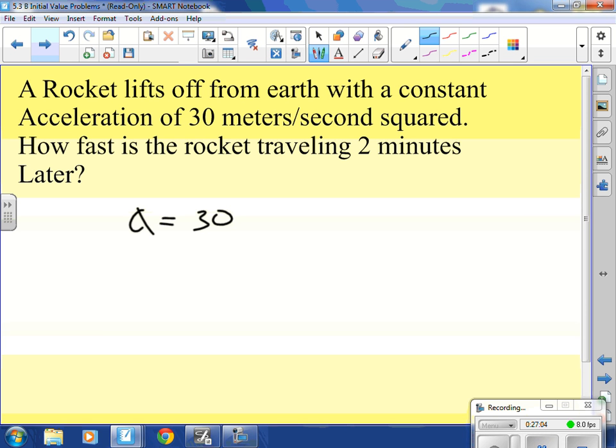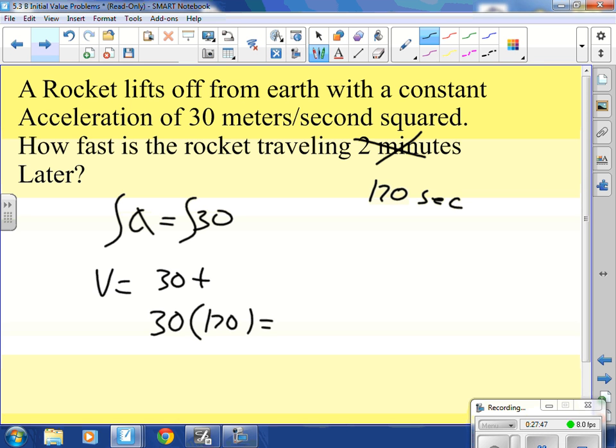So, if the rocket lifts off with an acceleration of 30, what's your velocity going to be? 30t plus c. Well, what was the velocity as it sat on the launch pad? 0. So there's my velocity. Still, there's another trap going on here. I want to know the velocity 2 minutes later. Yes, it is a trap. The acceleration is being measured in meters per second squared, so this 2 minutes has to equal 120 seconds. 30 times 120 turns out to be 3,600 meters per second.